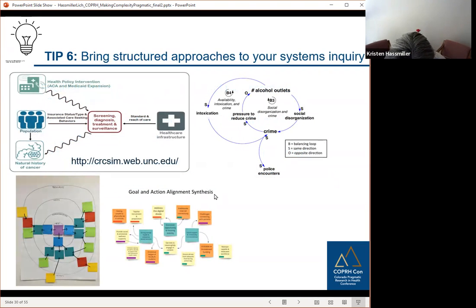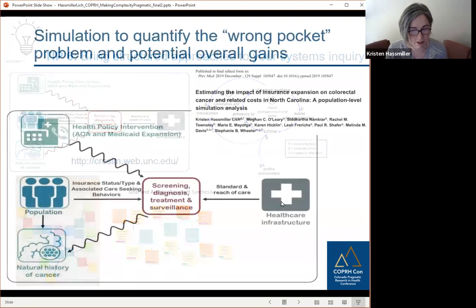Okay. Now, step tip six is make sure that whatever method you're using in your systems mapping and modeling, you bring structured approaches to your systems inquiry. And I'm going to quickly talk about a handful because I just want to give you a sense of the breadth of these different approaches. You're going to hear more about this in sessions later today. Again, I'm trying to point you to resources on all of these.